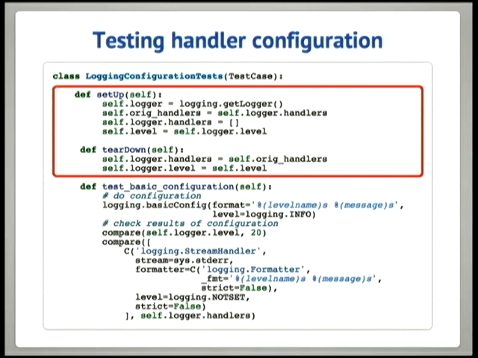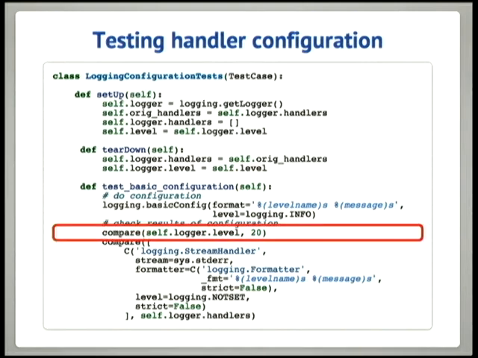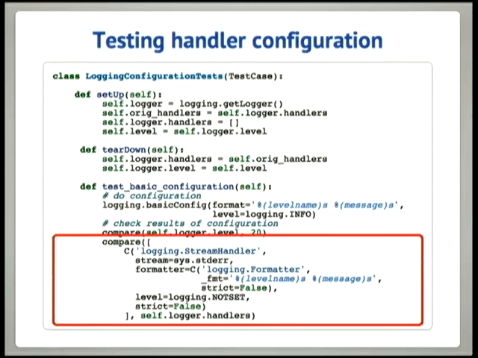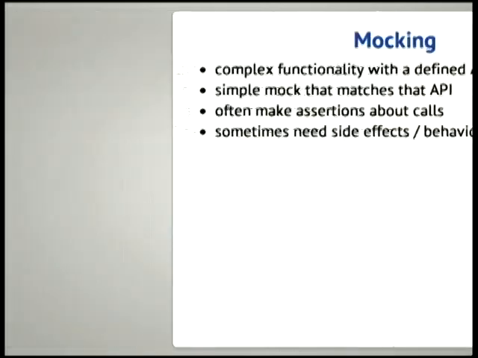But the setup is harder for this kind of stuff because you need to actually get all the existing handlers out of the way. But then once you've done that, you can make some assertions that you've configured your logger with the correct level. And this, heavily using the comparison objects we saw earlier, is making sure that the handlers we've configured in our configuration code are actually there as we expected.